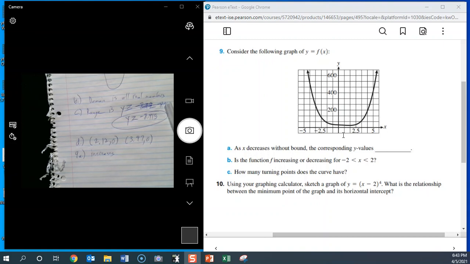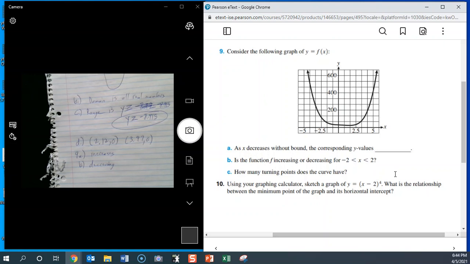So it says, is the function increasing or decreasing between these two values? If you look at it, the function is decreasing because your y values are going down at that point. So it's decreasing. Because just like here, it tells you the x values, so you have to see how it's affecting the graph by the y value.